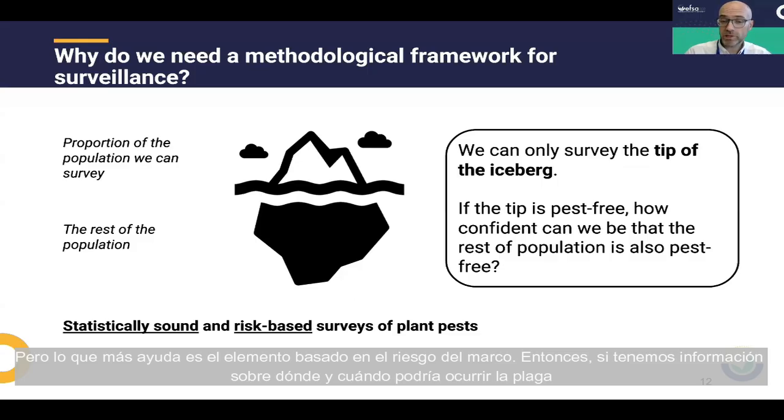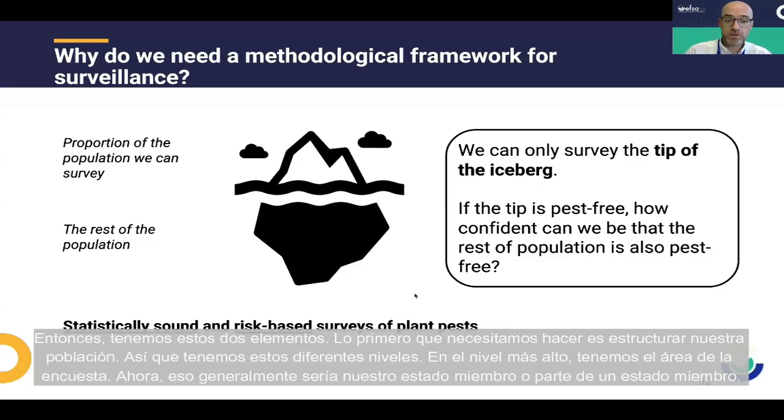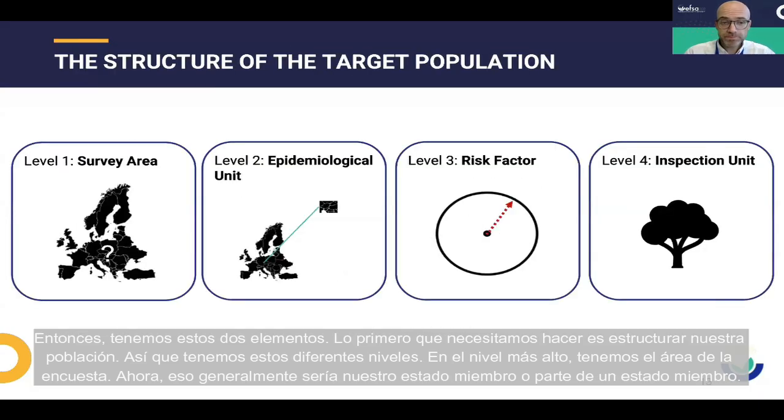So if we have information on where and when the pest might occur, we can use that to add extra confidence in the survey and essentially to reduce the sample size that is required. So we have these two elements.